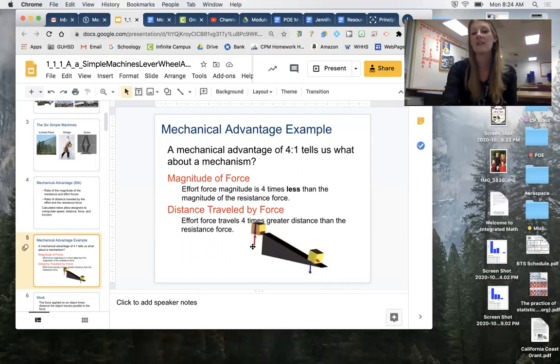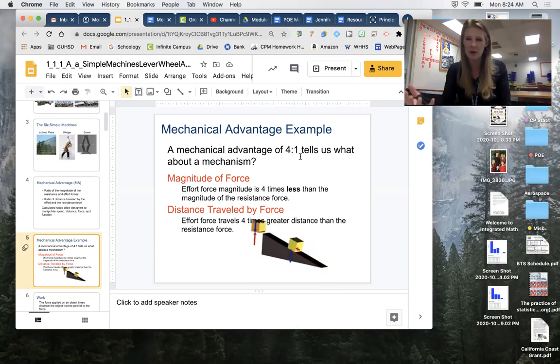It basically takes the same thing. You can see this distance is a lot shorter than this distance traveled. So the distance traveled in this one is going to be 4 times greater. See, it says here. So this has a mechanical advantage. This one right here, this box that's sliding up the inclined plane, has a mechanical advantage of 4 to 1.